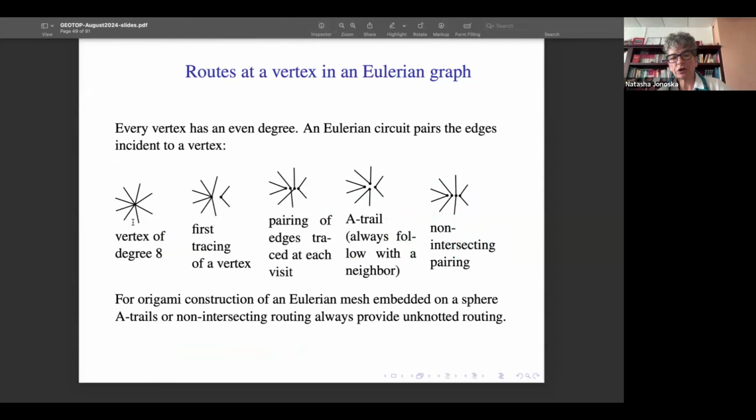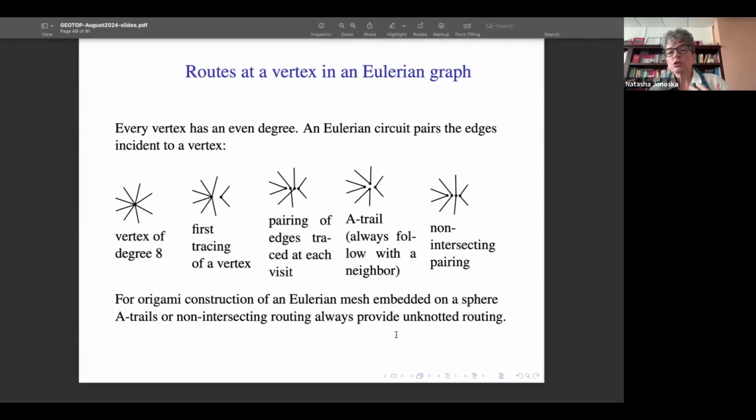How do we actually traverse a graph? Well, if I have a vertex of degree 8, I can traverse around, go through the vertex first, join 2 edges, then another 2 edges and another 2 edges. And in some sense, we are pairing edges traced at each visit. If I pair the neighboring edges, then I work on an A-trail, or I can look at non-intersecting pairing, because both A-trails and non-intersecting pairing are sure to provide me with unknotted routing whenever I have a mesh on a topological ball.